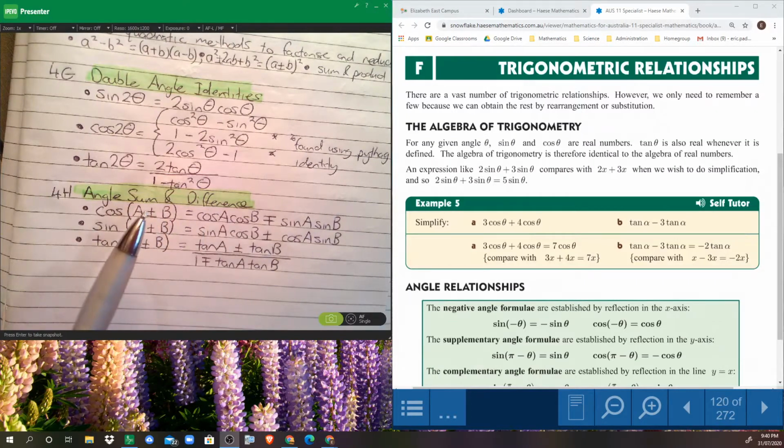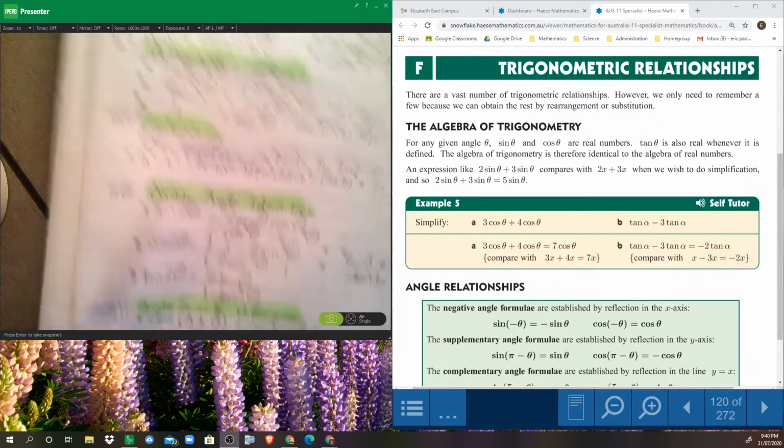So if it's cosine a plus b, then there'll be a minus between the cosines and the sines. If it's minus here, that will be a plus. Sine is that one, and tan, be careful because you've got a plus or minus and a minus and plus. So if that's positive, that top one's positive and that one's negative. All right, so I thought I'd show all of them off first.